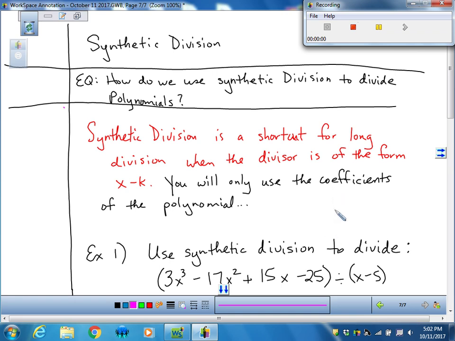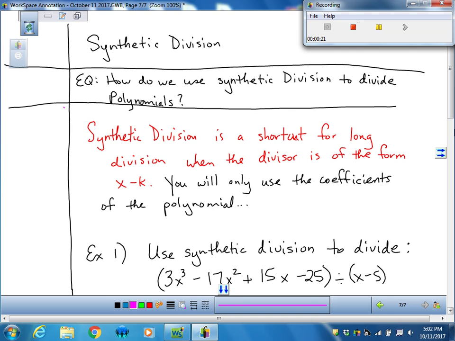Today's topic is synthetic division. Our essential question is, how do we use synthetic division to divide polynomials? What most of you are going to find out is that synthetic division is a shortcut for long division.